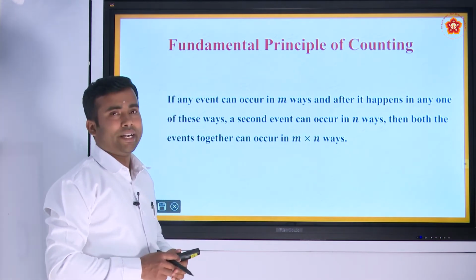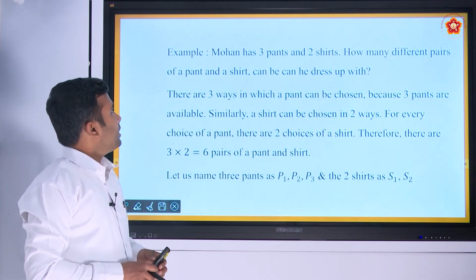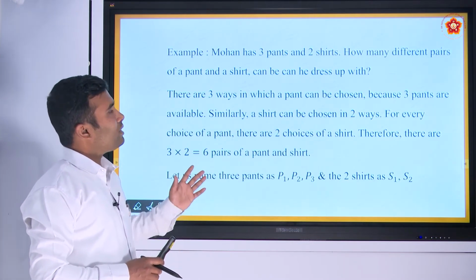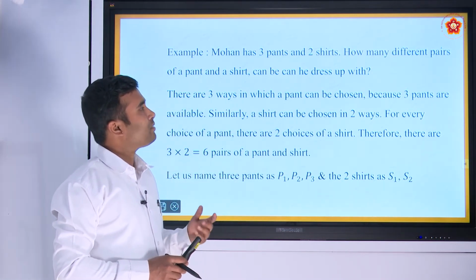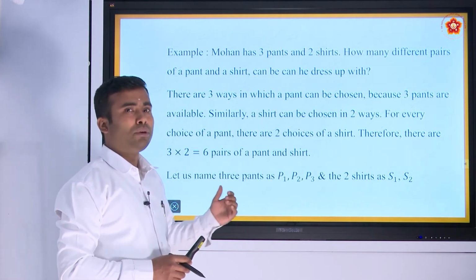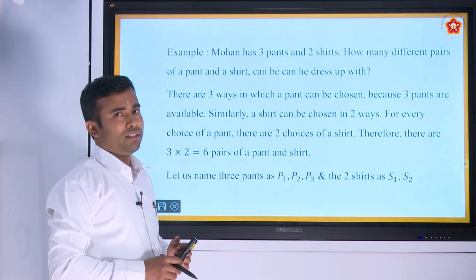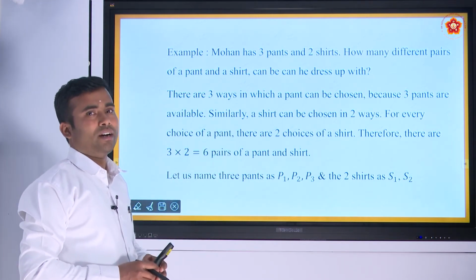We shall take an example related to this. Mohan has 3 pants and 2 shirts. How many different pairs of pant and shirt can he wear? Understand? That means how many pairs he can wear.